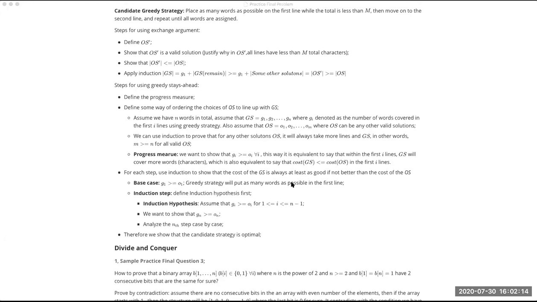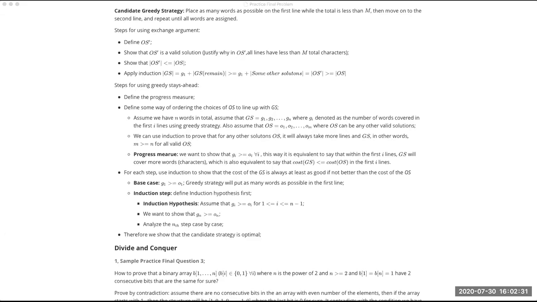Okay. So in your induction step, I have a question. How is that different than just saying that at the base case, the greedy strategy at the first decision will make the best decision?